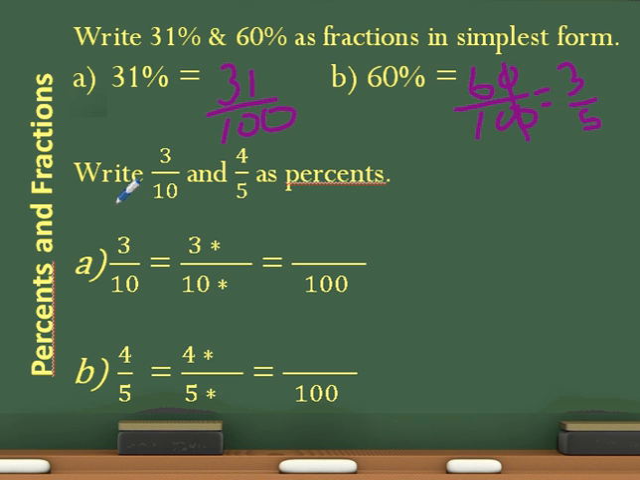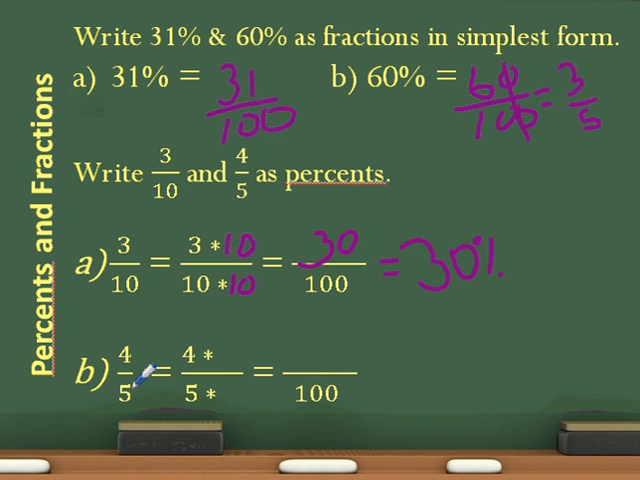So now I have fractions, and they want me to write them as percents. So 3 over 10. Well, how do I go from 10 to 100? I multiply by 10. If I multiply the denominator by 10, I multiply the numerator by 10. So 10 times 10 is 100. 3 times 10 is 30. There we are. And it says write it as a percent. So now I just need to write 30%.